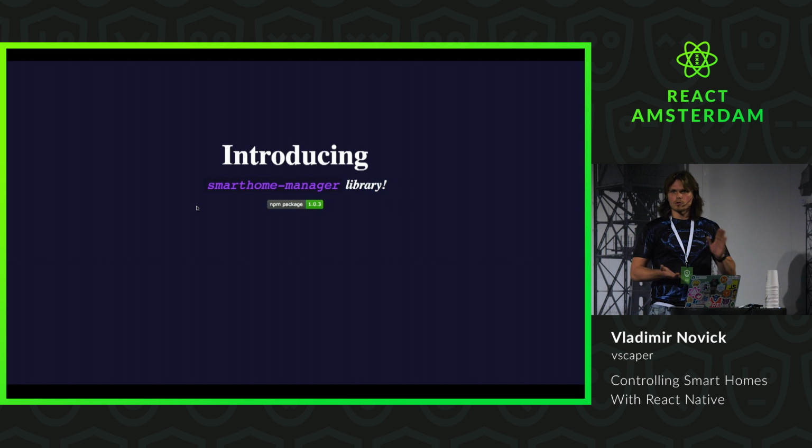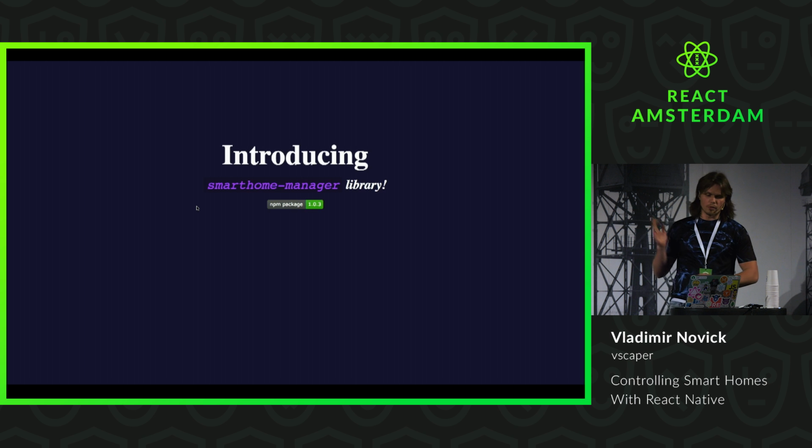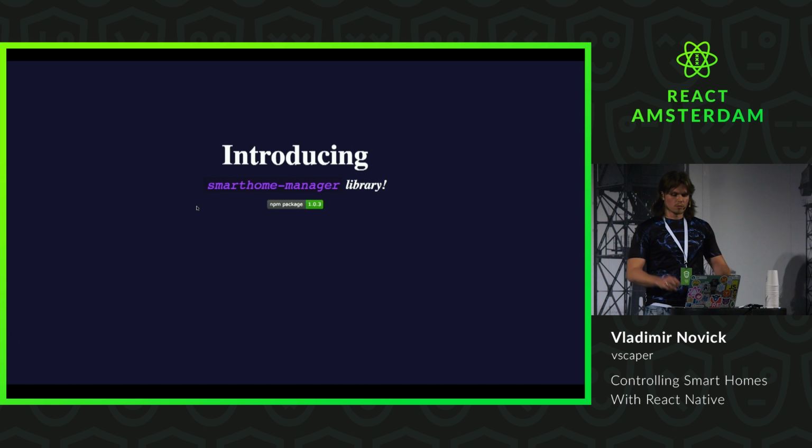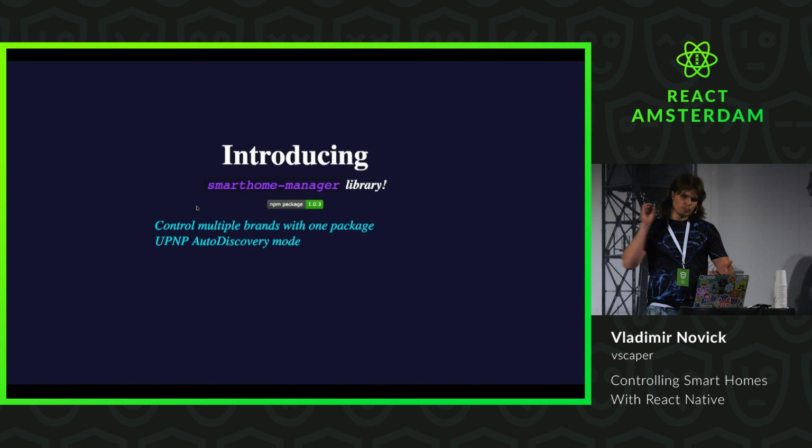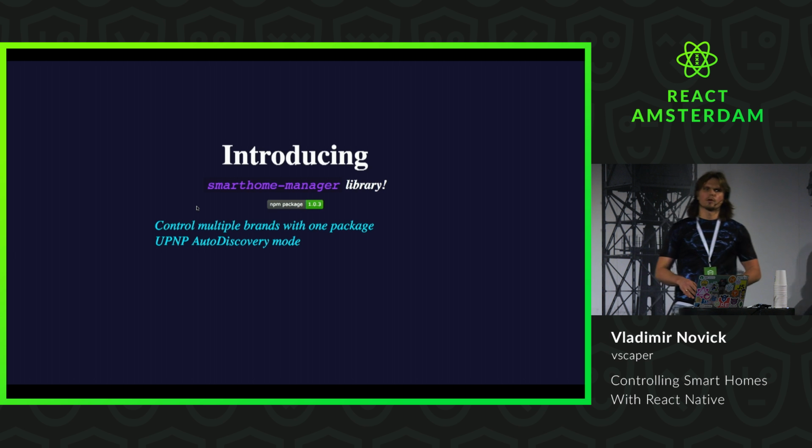because I want to introduce today a new open source project. It's called Smart Home Manager. It's published since this morning, and it gives you various things. First of all, you can control all brands with one package. All these three, right? It has an auto-discovery mode. No sniffing the network anymore. Just put the package, put the config file of the package, and it will sniff the network for you and get the IPs of the devices.